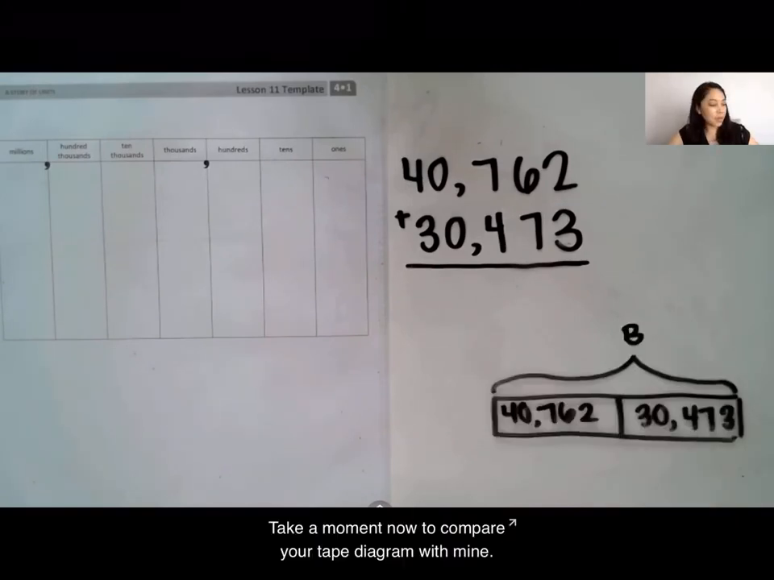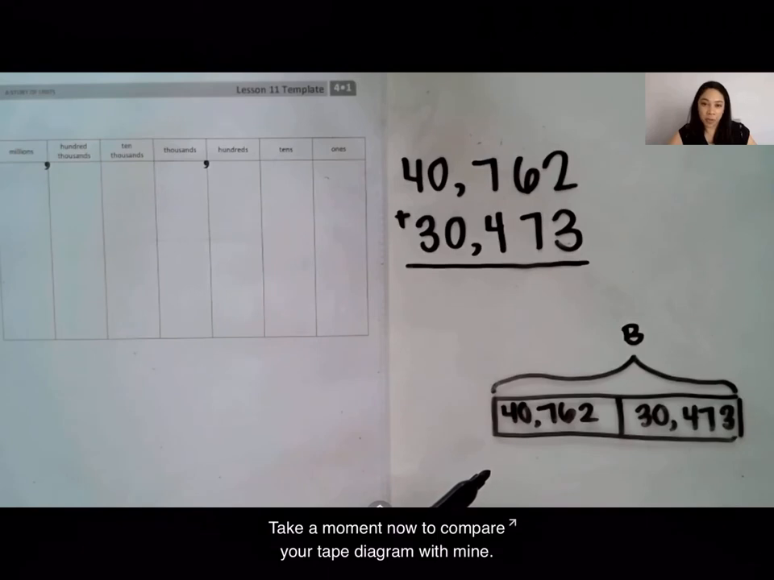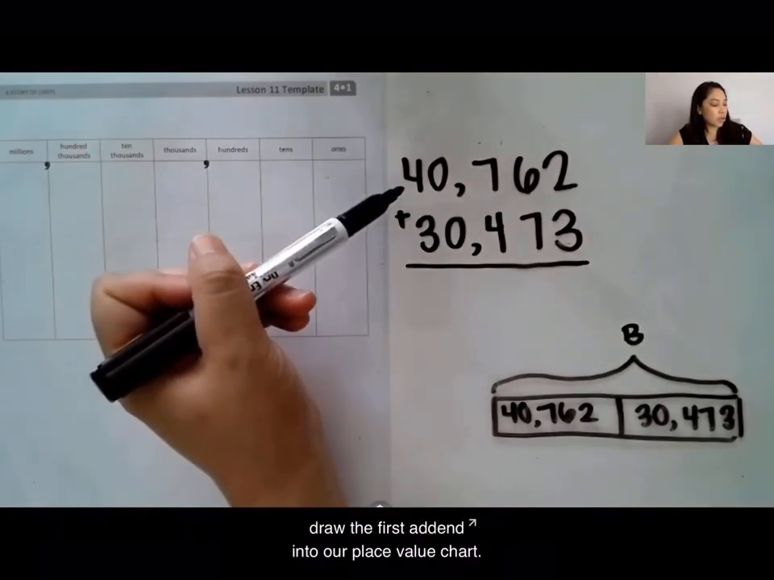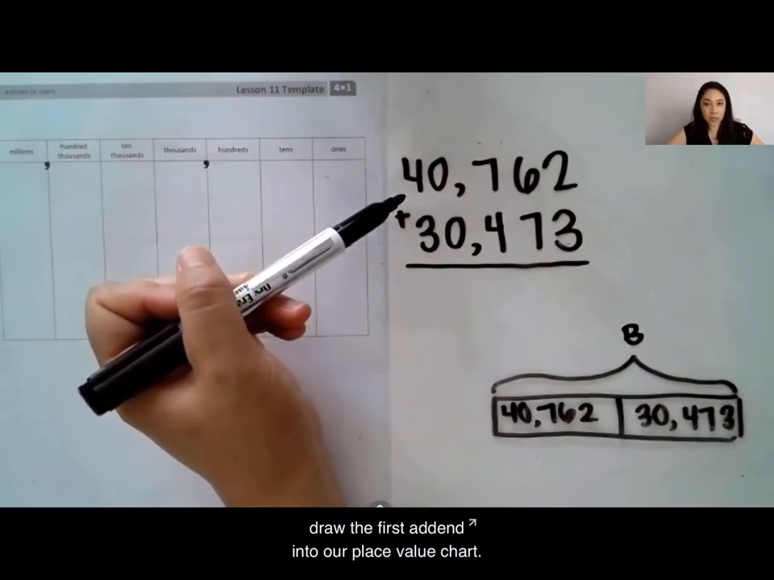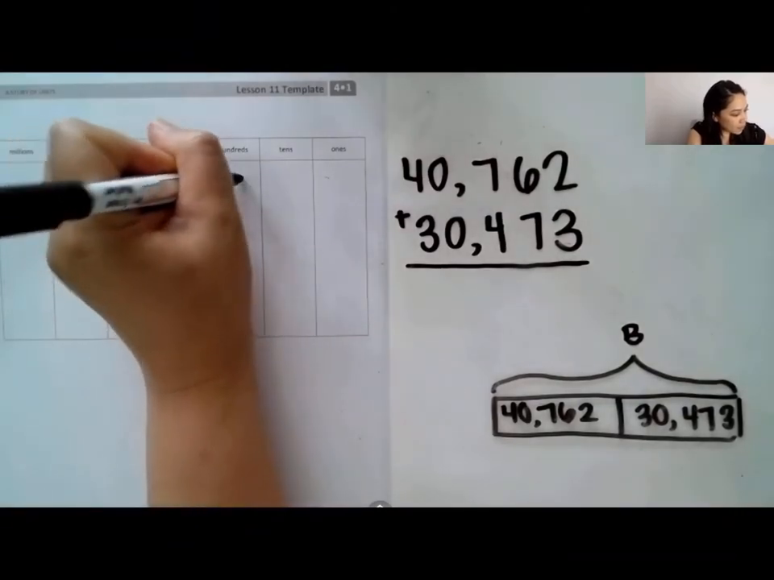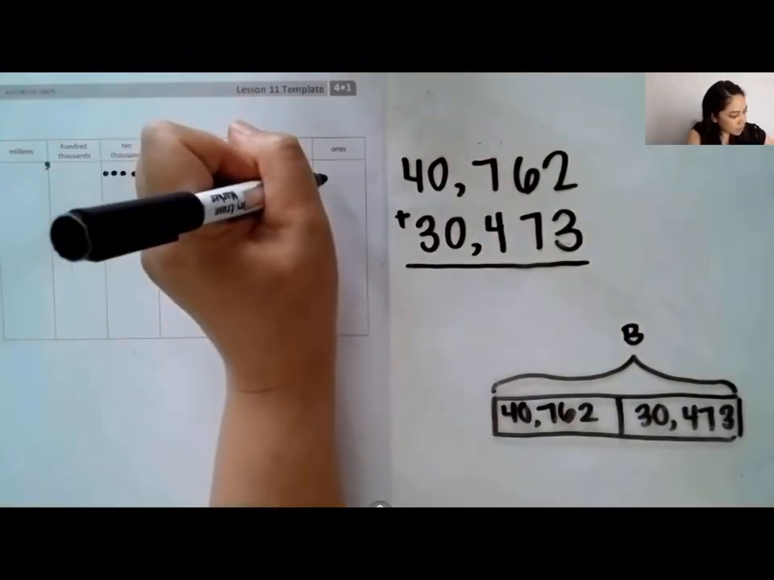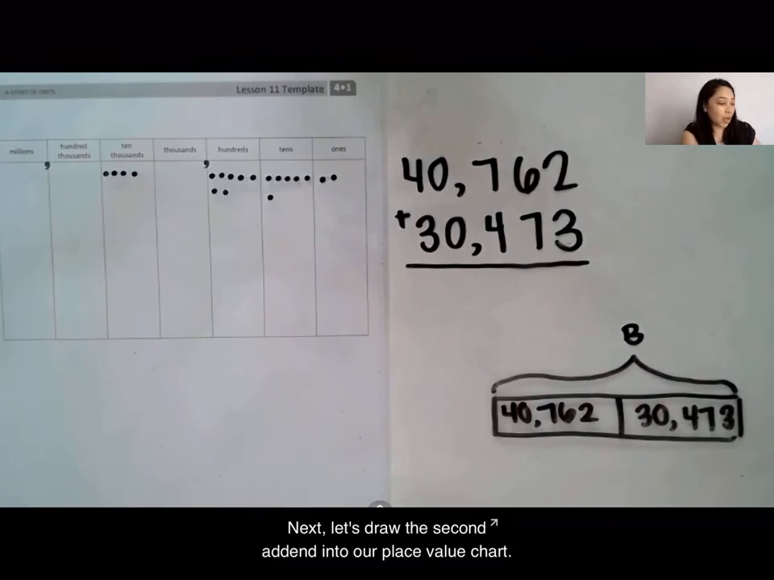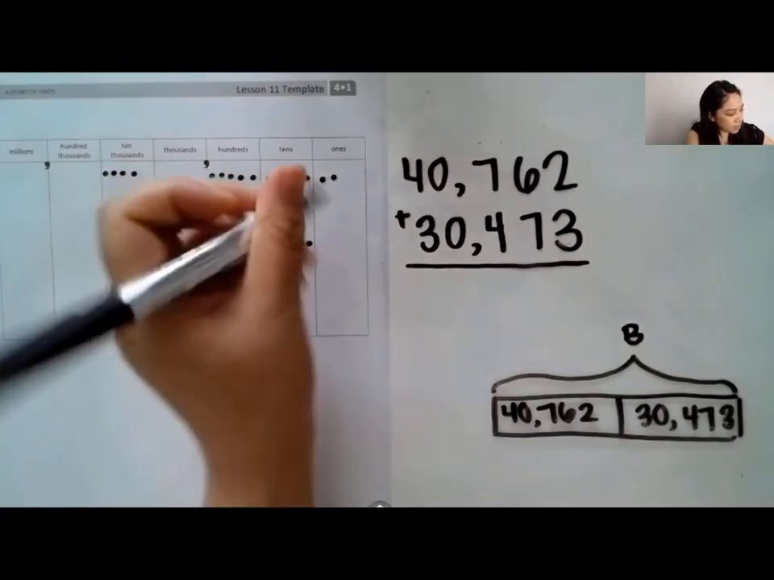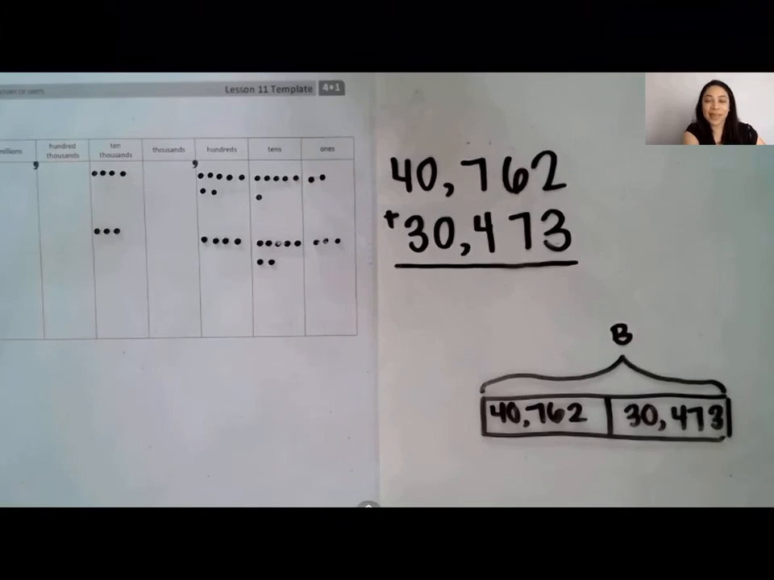Take a moment now to compare your tape diagram with mine. Next, we're going to draw the first addend into our place value chart. Please do this with me. Next, let's draw the second addend into our place value chart. Let's now start adding.